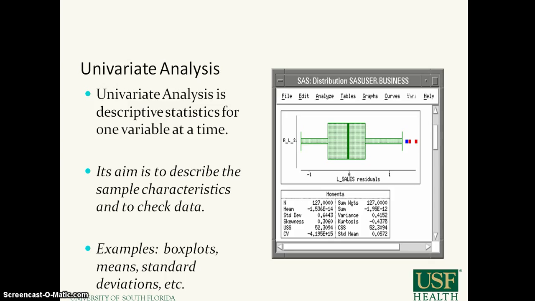And examples of univariate analysis descriptive statistics are box plots, mean, standard deviations, et cetera. Like in this graph, this is a SAS output. You have the box plot, and you have the moments like the sample size, the mean, standard deviation, skewness, coefficient of variation, and stuff like that. So immediately you will learn a lot about the sample and the data, and you can also see outliers and distribution, whether it's skewed or approximately normally distributed.